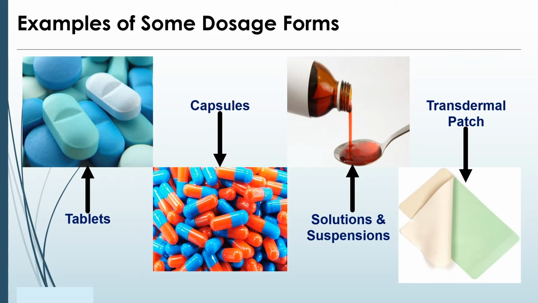Capsules are another common dosage form that are seen in many products on the market. Solutions and suspensions are typically taken orally in the mouth, intranasally up the nose, or through drops inserted into the eyes or ears. Transdermal patches are applied to the skin and the medicine enters the bloodstream through the skin. These are just 4 of many examples of dosage forms that exist in the pharmaceutical industry. Now, let's take a closer look at the manufacturing of a tablet.